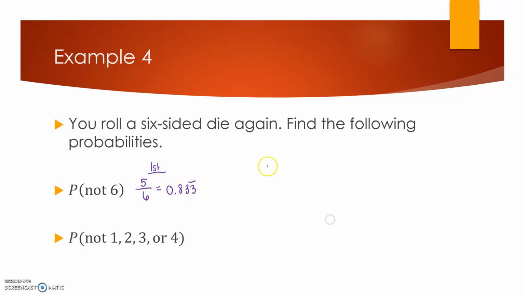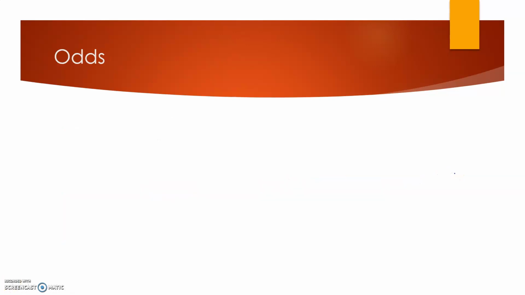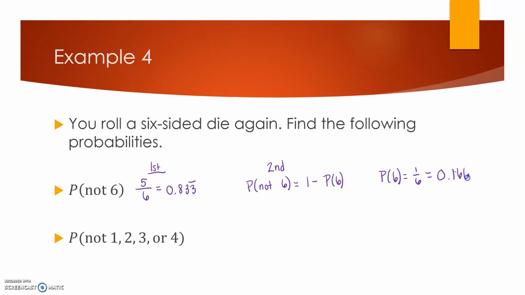Now, another way to think about it is to find the complement. So to find the complement, we would say the probability of not getting 6 is equal to 1 minus the probability of getting a 6. Well, the probability of getting a 6 is 1 out of 6, which equals 0.166 repeating. So then if I do 1 minus 0.166, I'll get 0.833. So it gives us 2 different ways to look at the same problem.